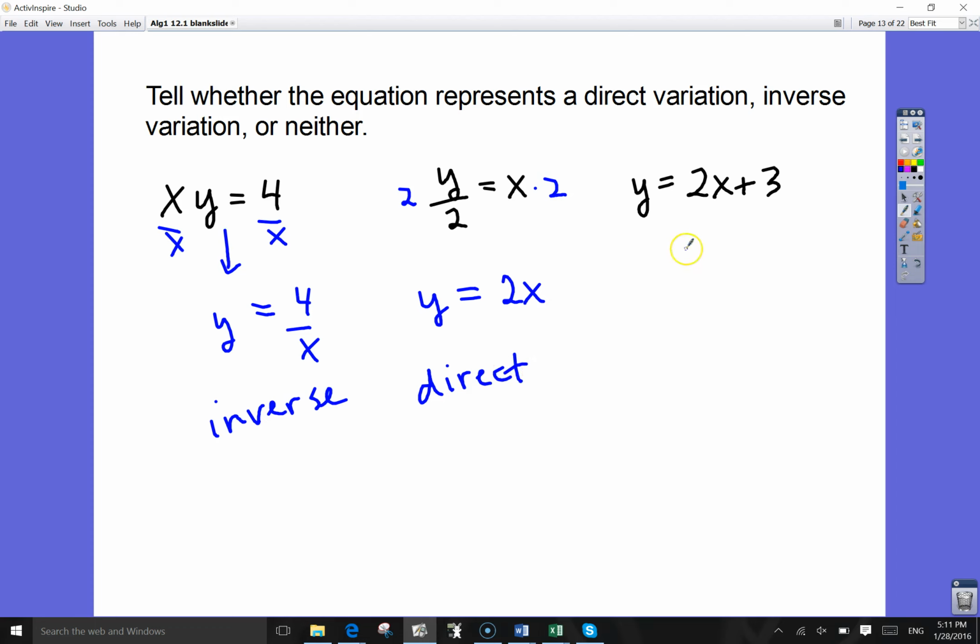This one, remember, a direct variation, the y-intercept is 0, so you would not have this term. So because of that, it's not an inverse variation. The x is not in the denominator, but it's also not a direct variation because it has a y-intercept which does not equal 0. So this is neither.